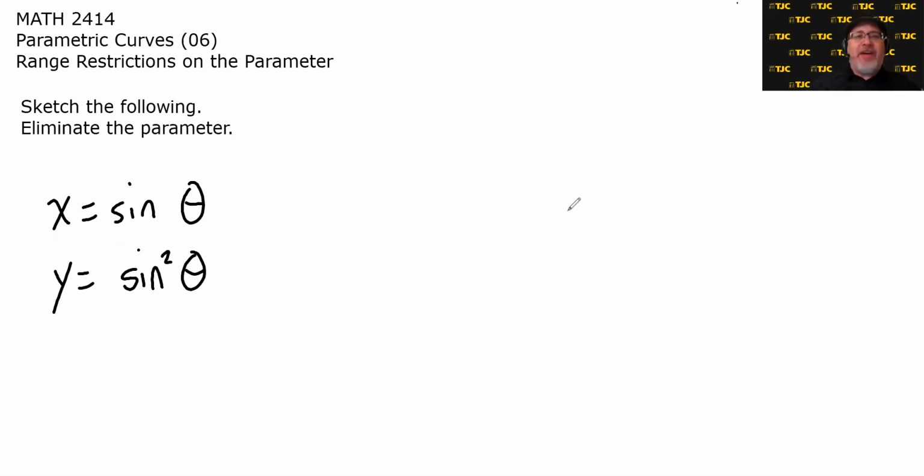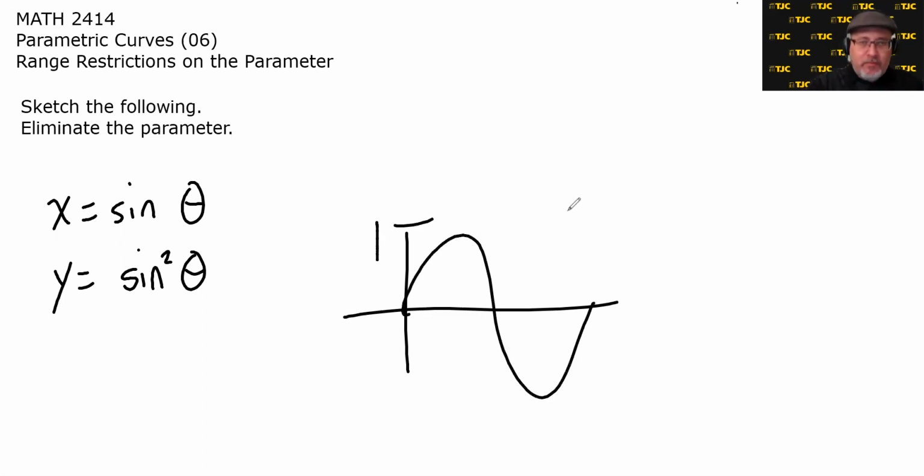But these functions have range restrictions. What does that mean? Well, you all know what the graph of sine looks like. The graph of sine looks like this. It can only go between 1 and -1. Since x is equal to sine of theta, that means our x can only go between 1 and -1.